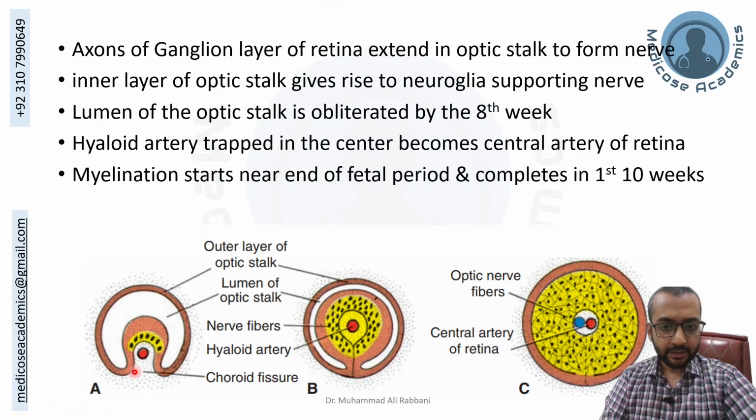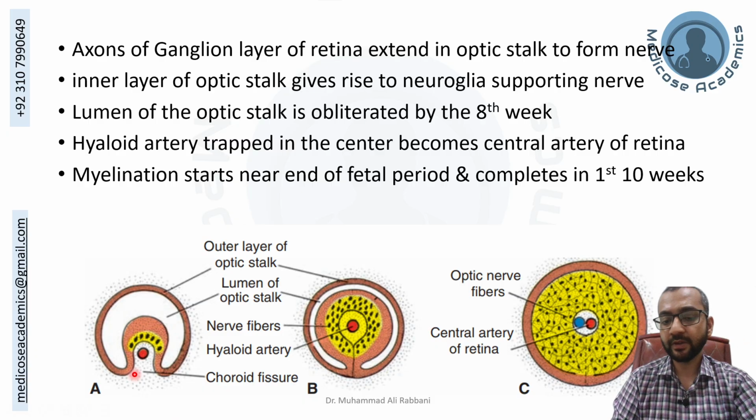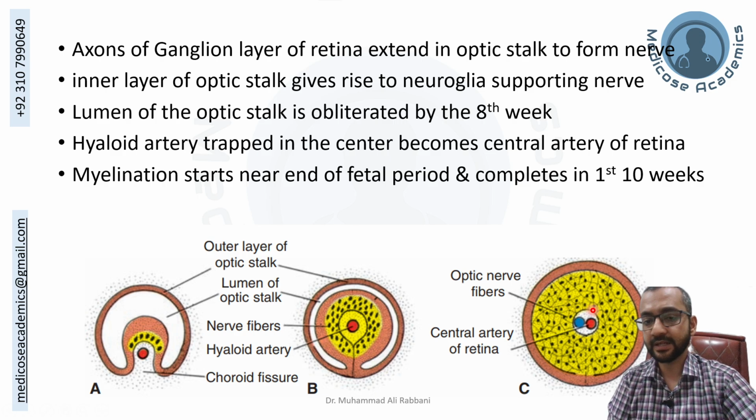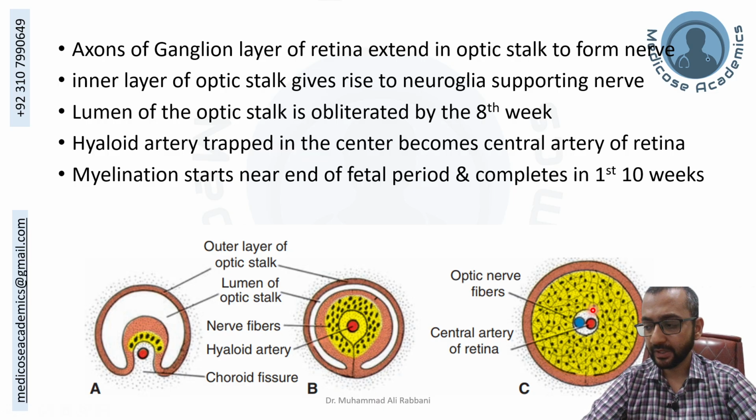Here is one more thing about the hyaloid artery. As the choroid fissure is formed, it gives place for the hyaloid artery to enter the optic stalk, and with time, by the 7th week, when the choroid fissure is closed, the hyaloid artery is trapped in the center as the central artery of the retina. By the way, I talked about the optic nerve being covered by oligodendrocytes and astrocytes.